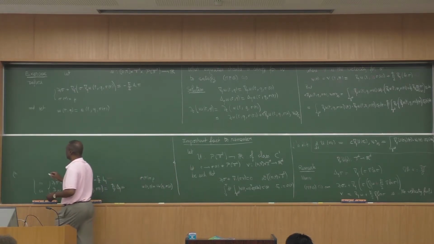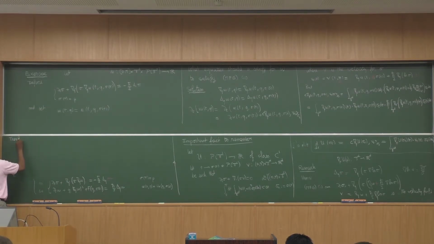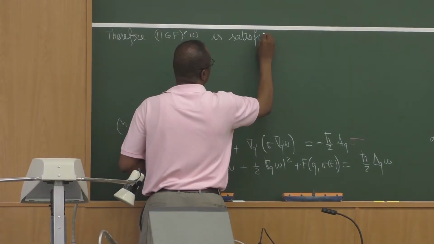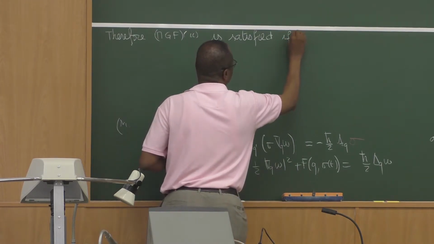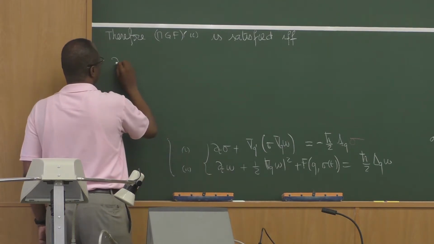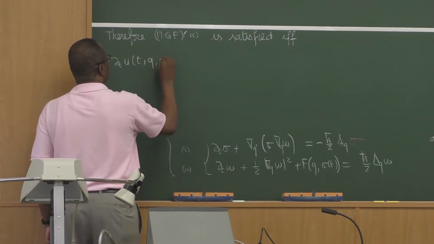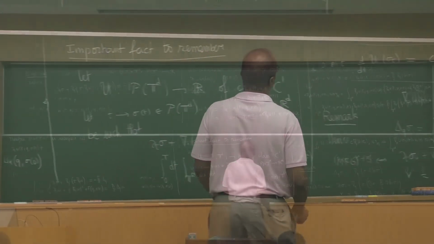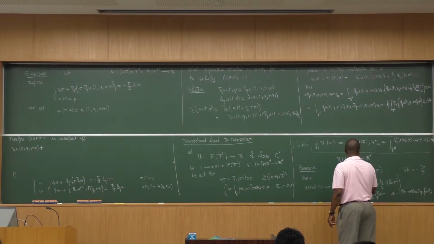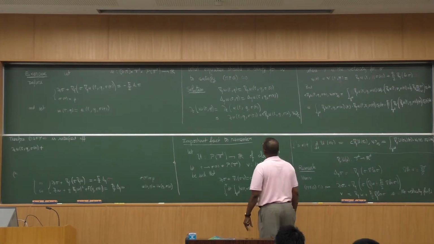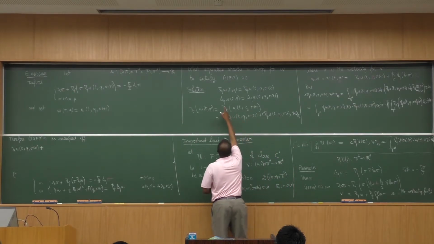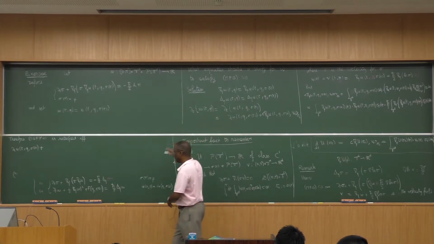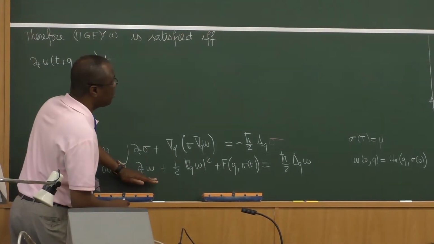Therefore, M, G, F, I, 2I, this equation is satisfied if and only if I replace this derivative by dtu of t q sigma t plus, I use the fact that the gradient of W is the gradient of U. And so let me finish with this term.